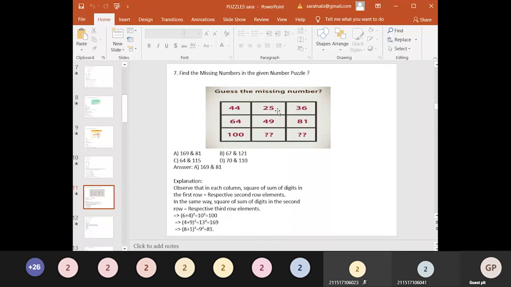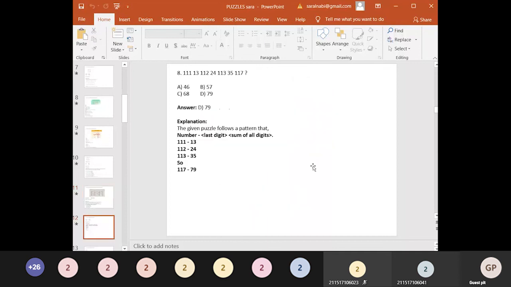And you could see here 25, 49: 2 plus 5 is 7. 7 squared is 49. Next, 4 plus 9 is 13. 13 squared, what? You can write the answer as 169. So there will be some simple relation. When you work it out on one line, you can find that.